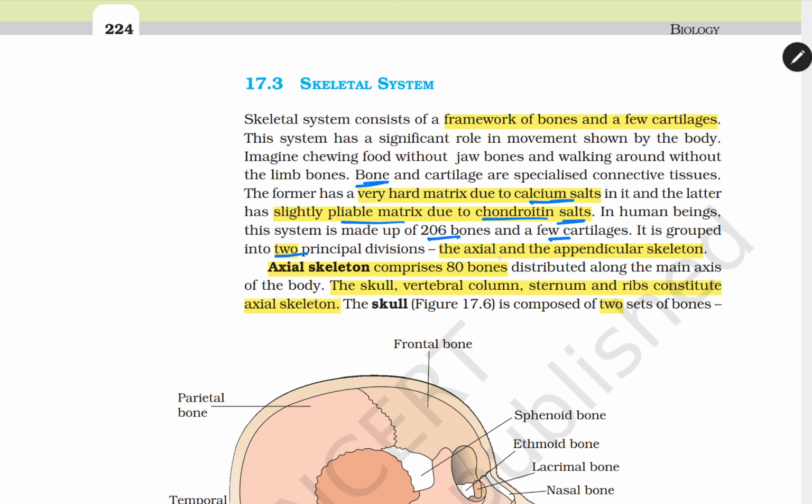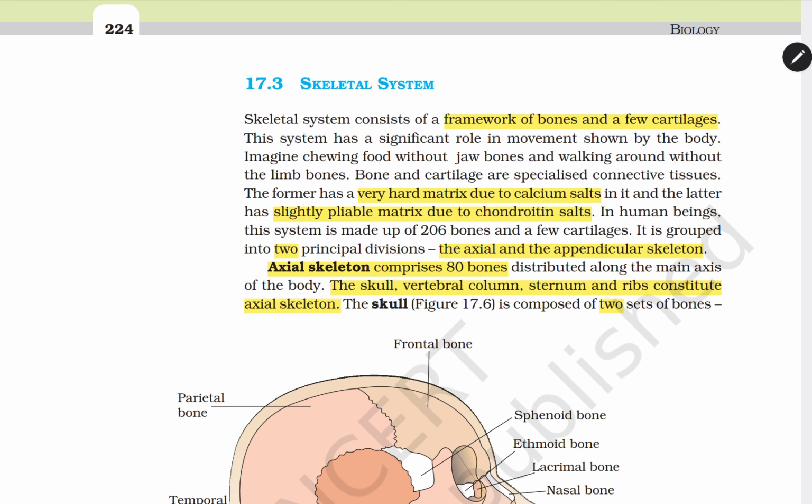Two principal divisions are there, the axial and appendicular skeleton. Axial comprises 80 bones distributed along the main axis of the body: the skull, vertebral column, sternum and ribs. All four are considered the axial skeleton.